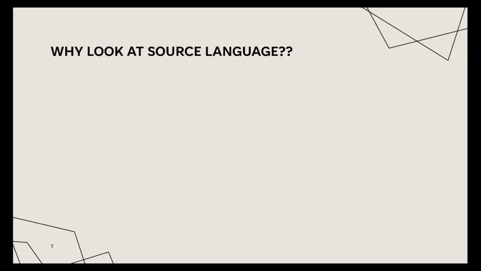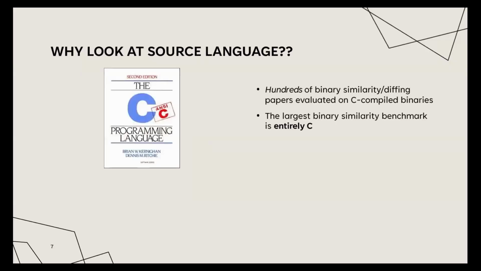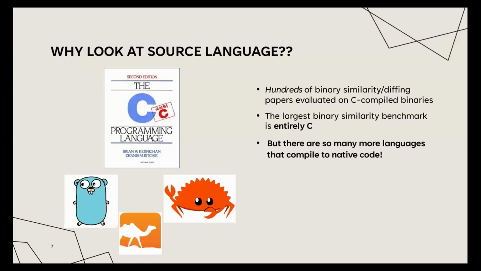So why look at source language? We're talking about binaries. Well, this guy. So C is in hundreds of binary similarity papers and publications. In fact, I did a little search a few days ago, and there were hundreds of papers where all they use is C for their evaluation. In fact, the largest binary similarity benchmark, which has, I think, like 15 million binaries in it, is entirely C. So we really need to look at other languages. And oddly enough, there's a bunch that have animal mascots.